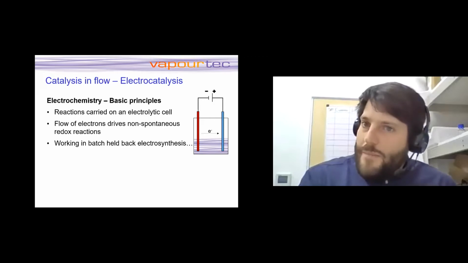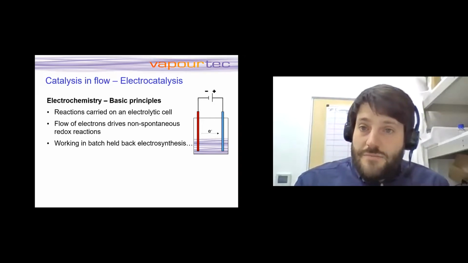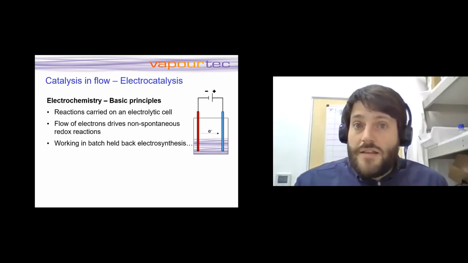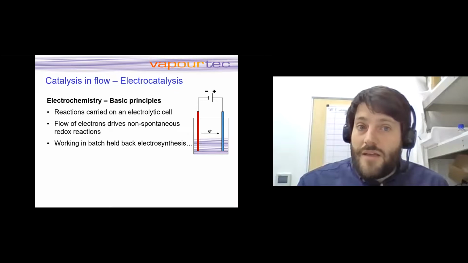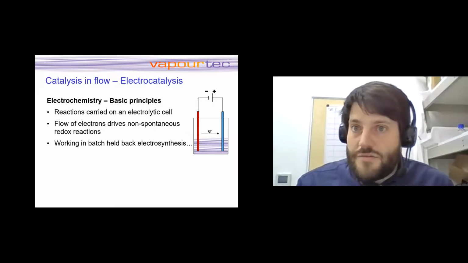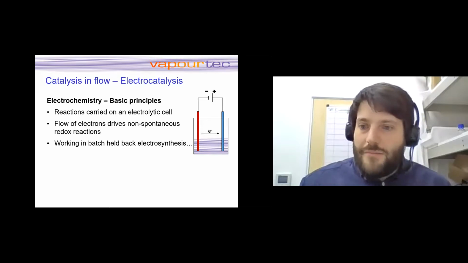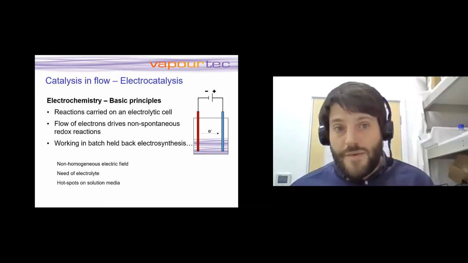So, basics on electrochemistry. If it's so green, why haven't people been using it more? Well, I personally think it's a process that's been held back by batch limitations. Any electrochemical reaction is simply a non-spontaneous redox reaction driven by the flow of electrons across the solution. Why is it being held back in batch? Well, batch electrochemistry is very tricky. It needs electrolyte all the time.